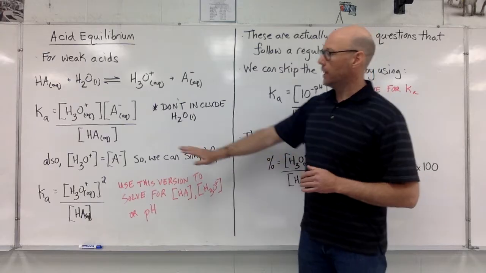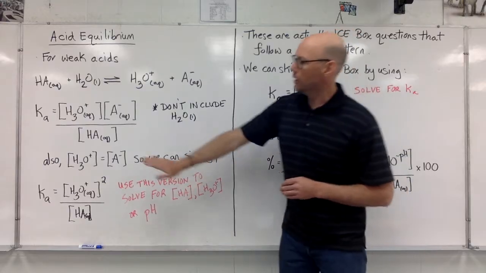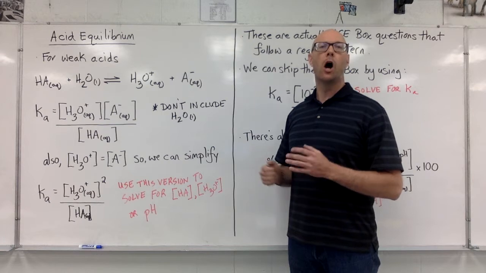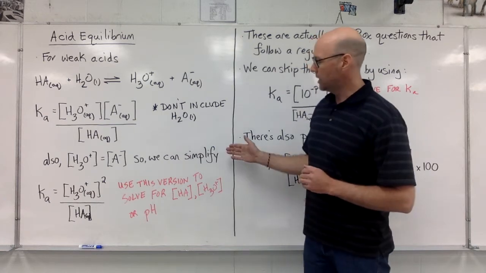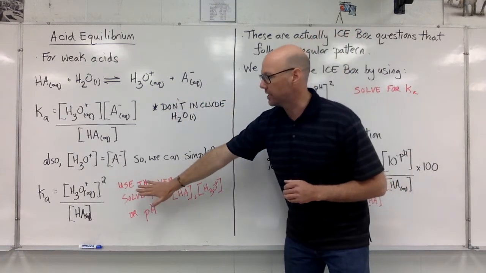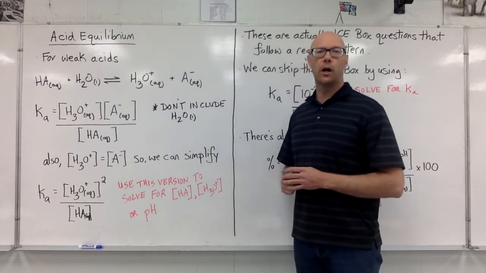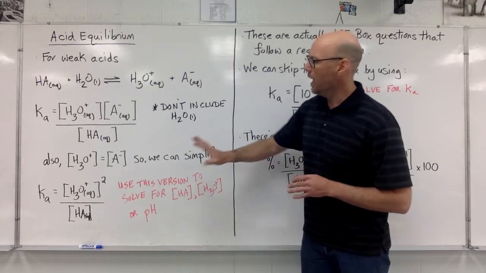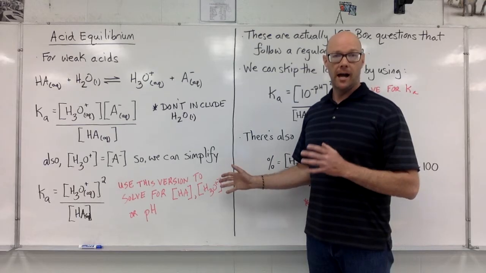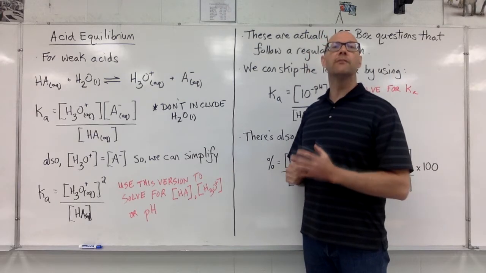It's important to also note that because the hydronium and this A- are in a 1-to-1 ratio, the concentration of the hydronium and the concentration of the conjugate base A- are equal to each other. This means that we can simplify this original acid equilibrium expression to be this. The Ka equals the concentration of the hydronium ions squared over the concentration of HA. This is the version of the formula that we're going to use to solve for the initial concentration of the acid, the hydronium ions, or even the pH.